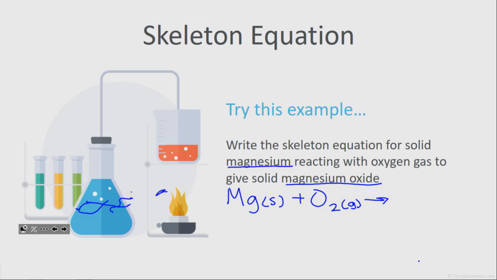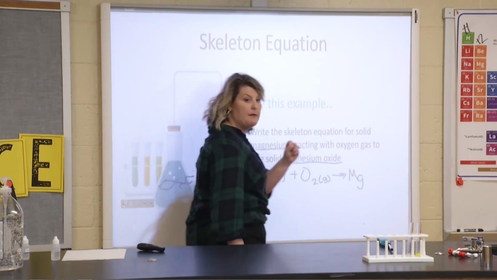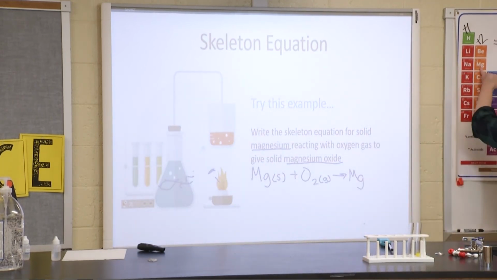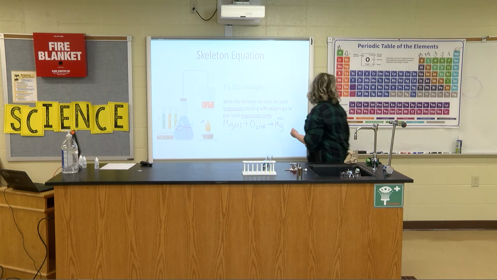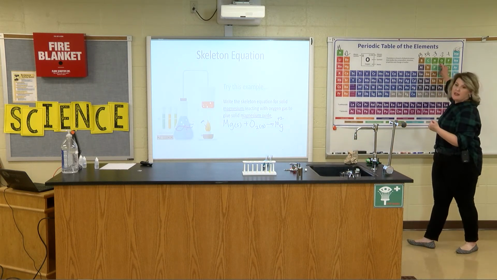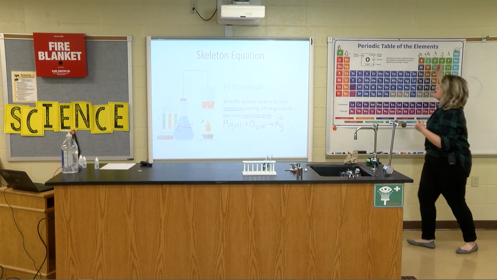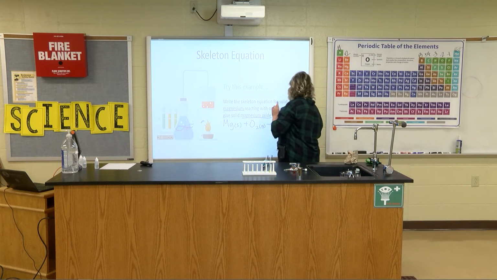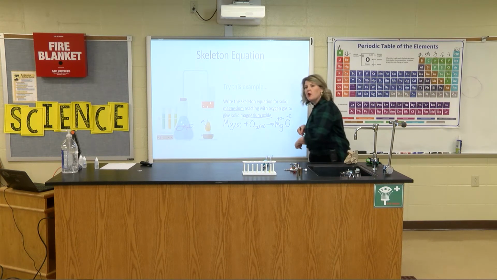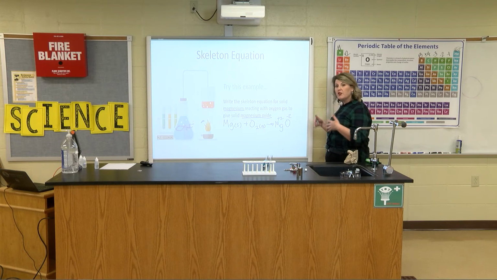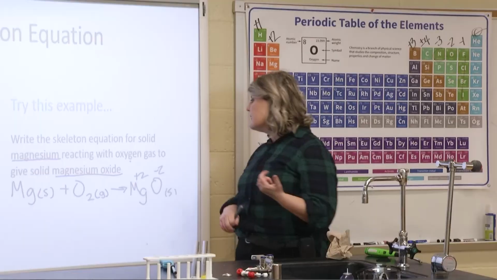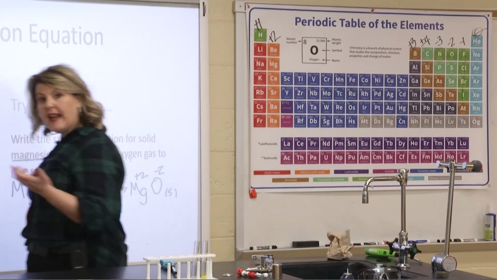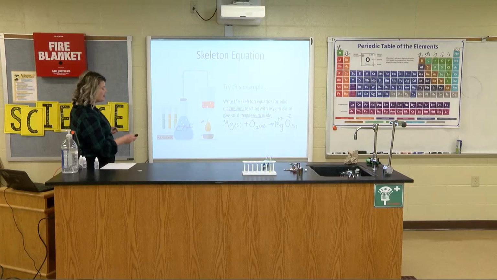So when we put them together, we have to crisscross charges. We know that magnesium is Mg. So we find him on the periodic table, and he has a charge of +2. We find oxygen on the periodic table. We see that oxygen is in the group that has a charge of -2. And then we crisscross the charges, but the +2 and the -2 cancel out. And we see that it was solid. So this would be our skeleton equation for that reaction.